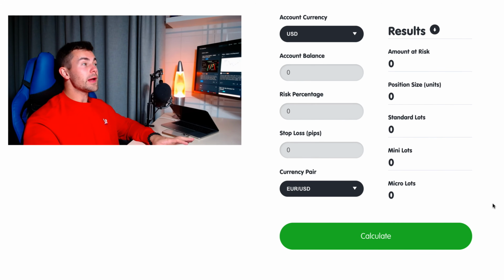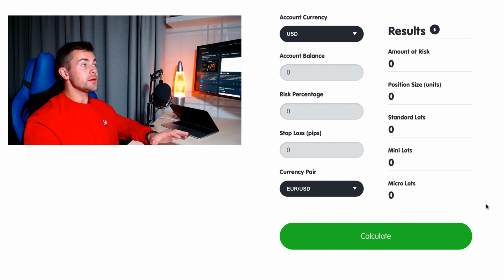Alright, so here I have the position size calculator, and for this video I applied the Babypips position size calculator, but you can pick any. They all are similar and they all are free. What I like about this one is the fact that it is very simple to use. It is very user friendly. So let's check the inputs right here.